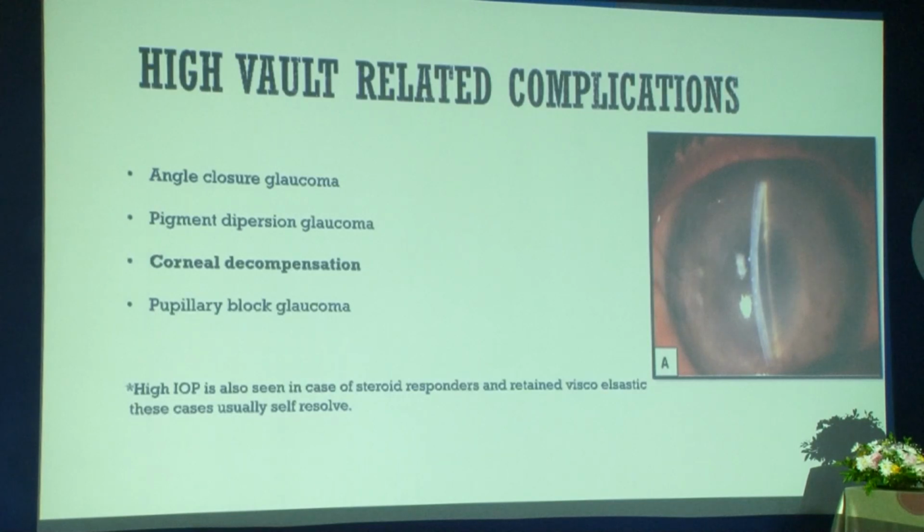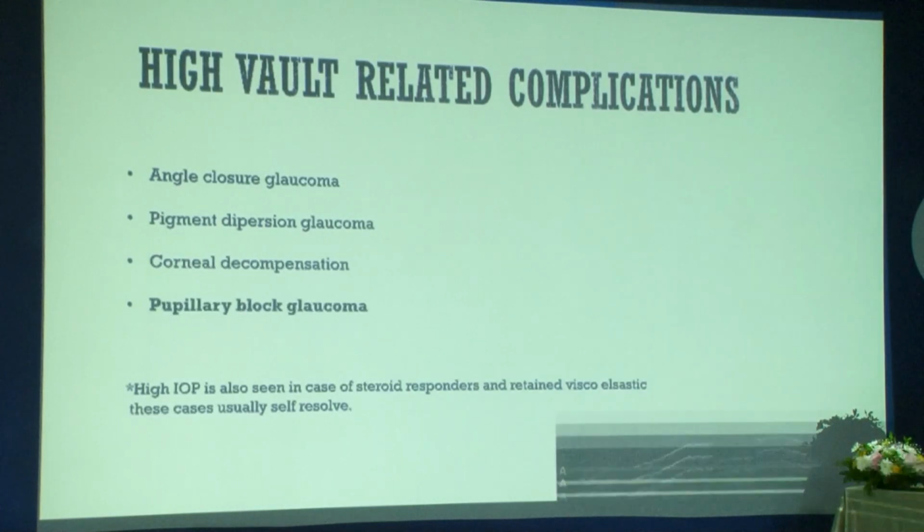I'm just trying to point out what you can expect. If there's a high vault, there's endothelial touch. Studies have shown that even in an uneventful phakic IOL surgery, you have anywhere between 8 to 10% of endothelial cell loss in the first 2 to 3 years. Although it does stabilize after that, there is definitely endothelial cell loss, and a specular microscopy is an absolute must in your workup for a phakic IOL.